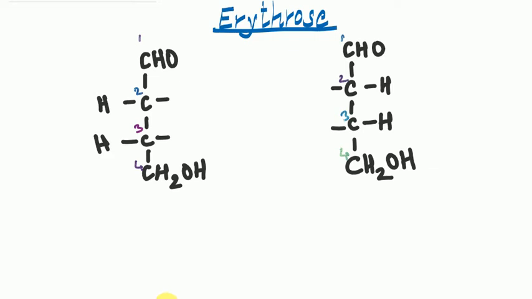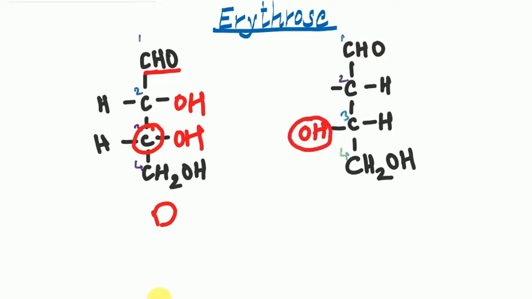Next structure is of erythrose, which is an aldotetrose. It is 4 carbon compound with aldehyde as a functional group. When OH is present on the right side of the asymmetric carbon atom, which is 3rd carbon, then it is D-erythrose. When the OH is present on the left side of the asymmetric carbon atom, then it is L-erythrose. In erythrose, all the OH are on the same side and all the H are on the same side.